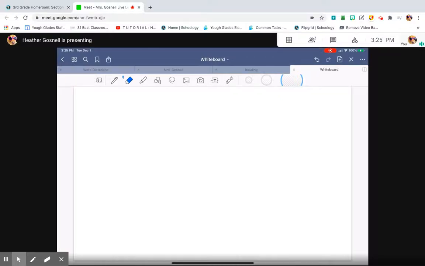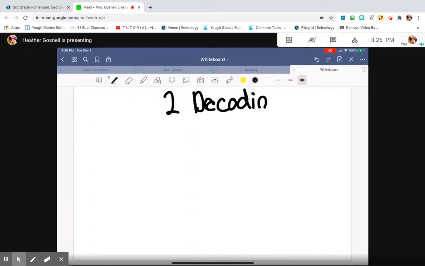Hi, third grade. What we're going to do right now is some more decoding like we did yesterday. I want you to get out your dry erase boards and markers, and we are going to get down. I'm going to give you our first word here. And we're still working on the first two patterns for decoding. So we have two decoding patterns we have been working with.